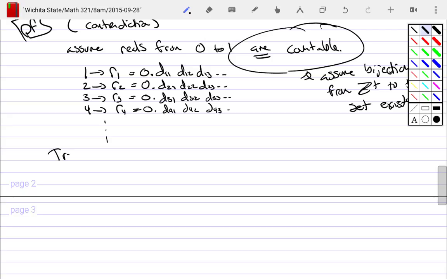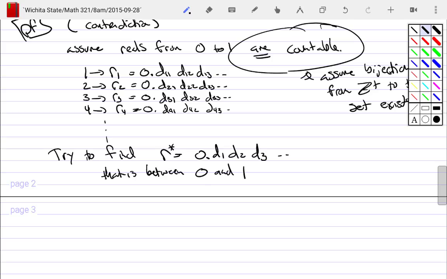I'm going to try to find a real, I'll call it real star, which is 0 point D1, D2, D3, etc. Try to find real star that is between 0 and 1. Is it? 0 point anything is between 0 and 1. And not in list. But the list contains them all. This is what I'm going to try to do. This is what's going to form my contradiction.